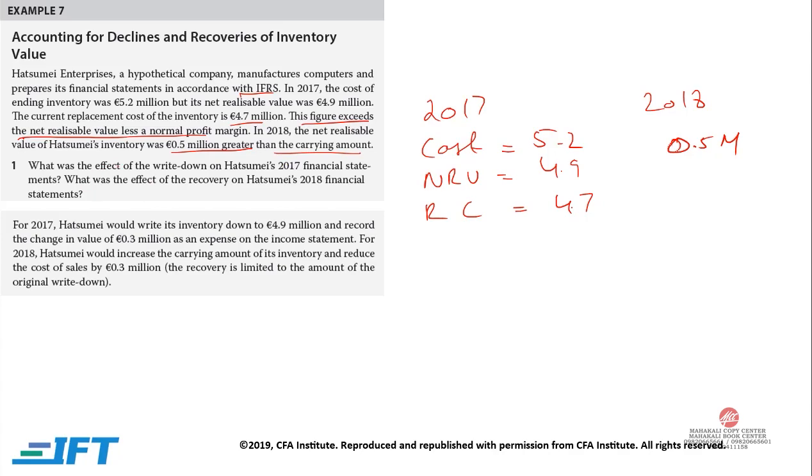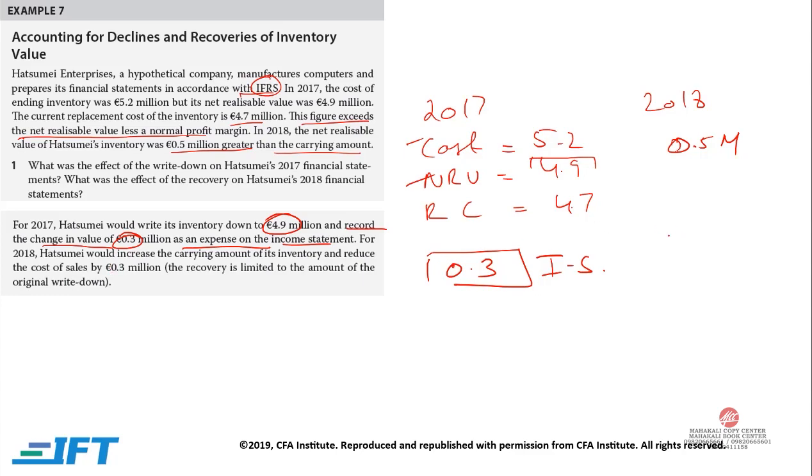Now, what was the effect of the write-down on Hatsumi's 2017 financial statement, and what was the effect of the recovery on Hatsumi's 2018 financial statement? If we are using IFRS, then we choose the lower of cost or net realizable value. So the lower is 4.9. The inventory would be written down to 4.9 million, a loss of 0.3 million, and we record the change in value of 0.3 million as an expense in the income statement.